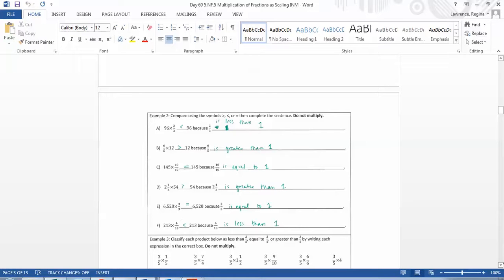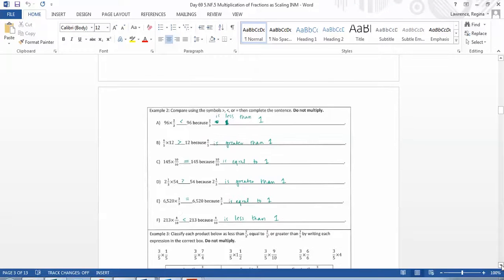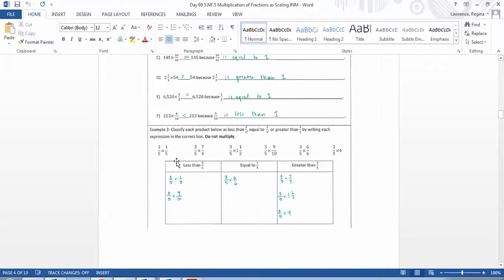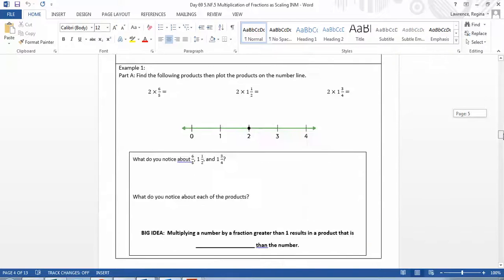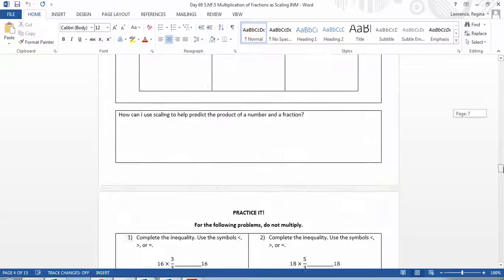For the rest of the day, we're not going to be multiplying. And then in example 3, we're now switching it so that the original number is no longer a whole number, but we have a fraction. 3/5 times 1/5: 1/5 is less than 1 whole, so I know that 3/5 times 1/5 is going to be less than 3/5. So again, similar to the very first launch that we started, we're going to be bucketing these into less than 3/5, equal to 3/5, or greater than 3/5. The rest of the practice for today matches exactly those 3 examples.